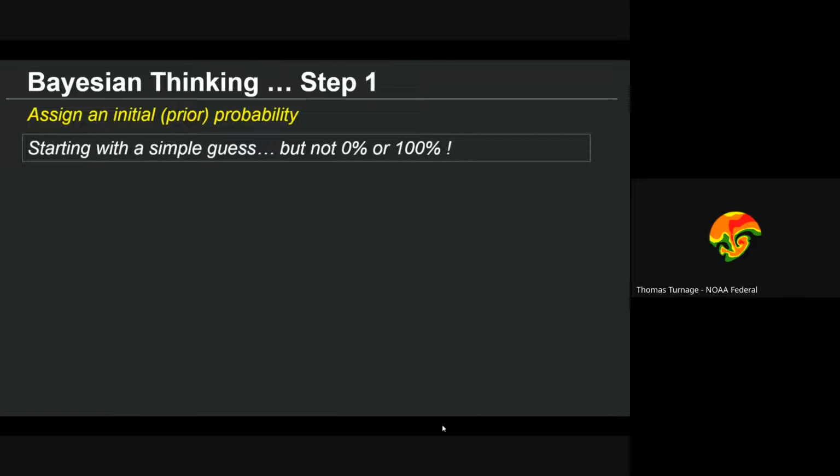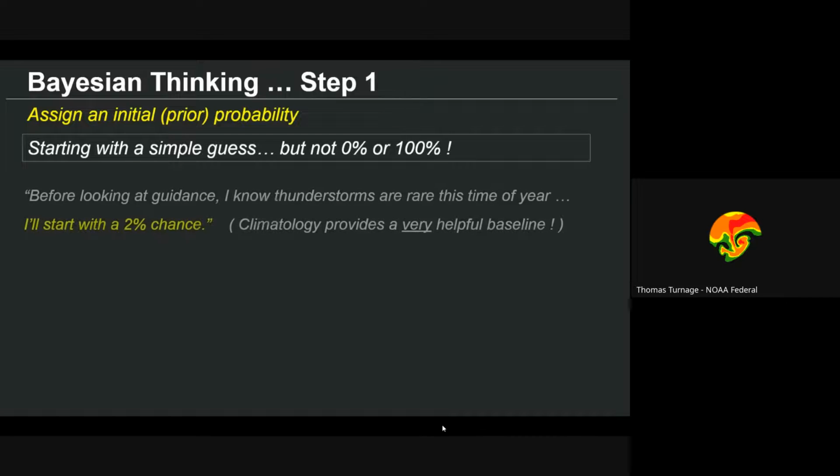As we'll see mathematically, that's kind of a proof that being stubborn is, you just can't budge out of being stubborn, right? So the key is start with a simple guess. It may be informed, it may not be, but it's a guess, and it's between 0 and 100%.